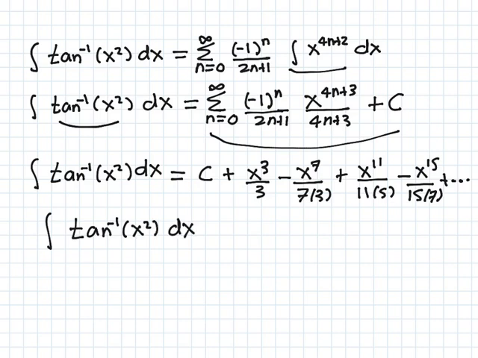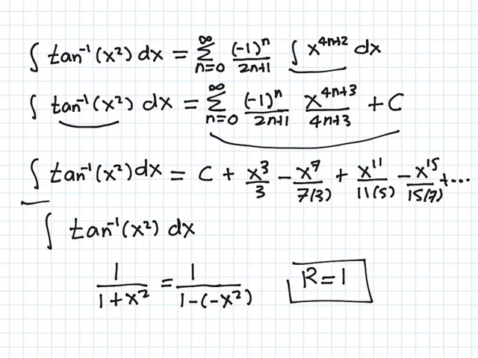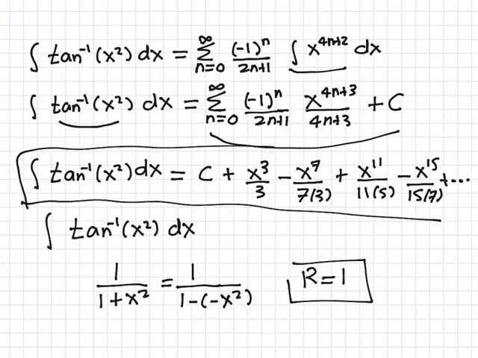And the radius of convergence of this new series is the same as the radius of convergence of 1 over 1 plus x squared, the original series that we worked with. And the radius of convergence of this is just 1, because we rewrite this as 1 minus negative x squared, and this is a geometric series with radius equal to 1. So the radius of convergence of the new series is the same as the radius of convergence of the original series, which was a geometric series. All right, thanks.